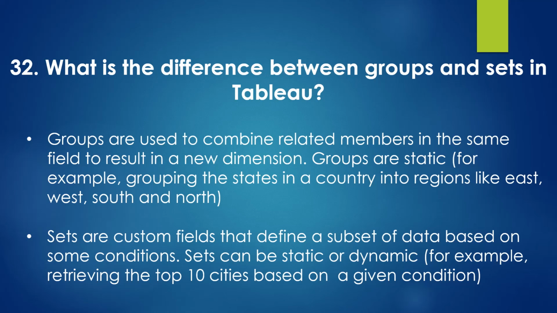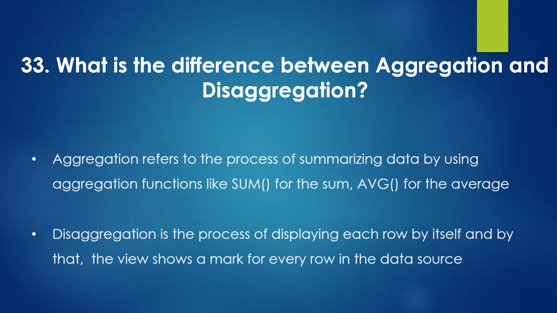For example, we want to create the top 10 cities based on a given condition. And sets can be static or dynamic, whereas for the groups, they are static. What is the difference between aggregation and disaggregation?